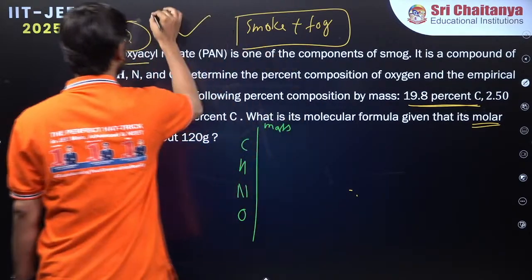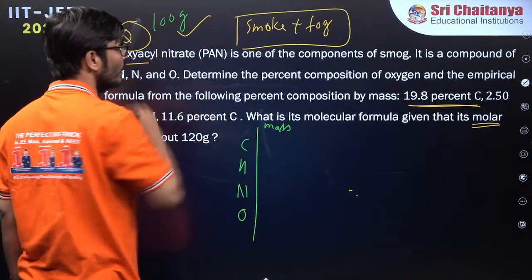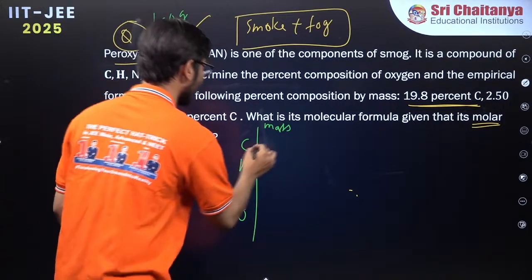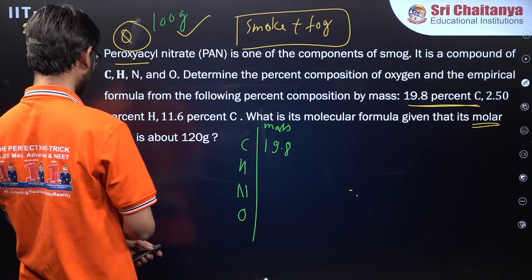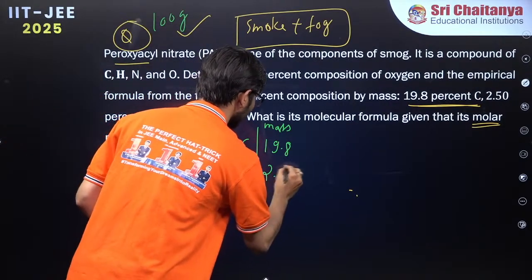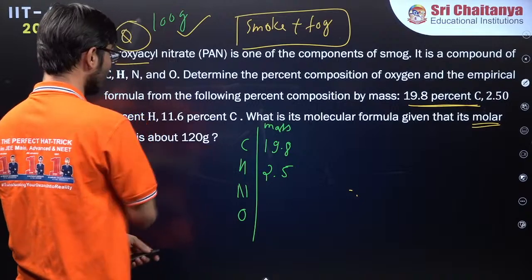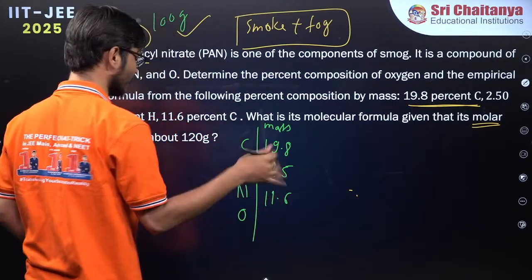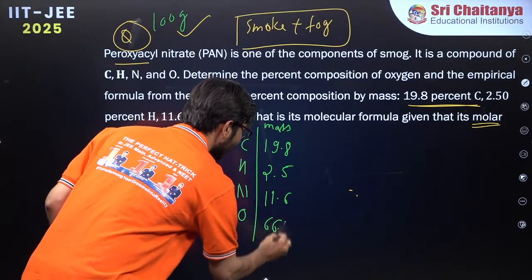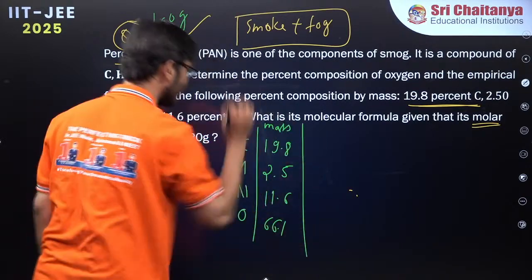So total mass we have assumed 100 grams, right? So carbon is given 19.8. Okay, 2.5% of hydrogen, so 2.5 gram hydrogen. Nitrogen is 11.6, and the remaining 66.1 grams is the mass of oxygen.